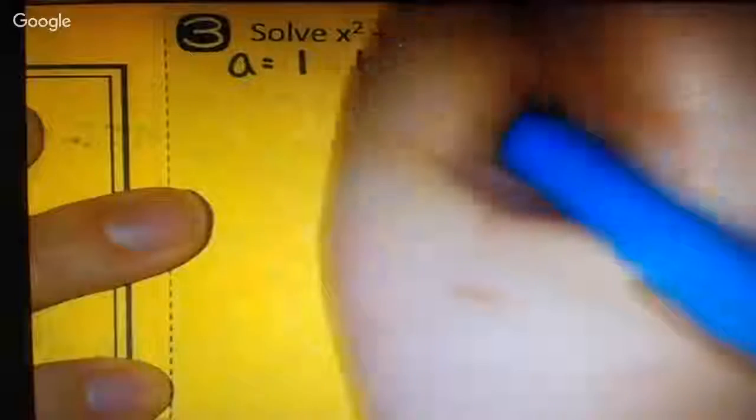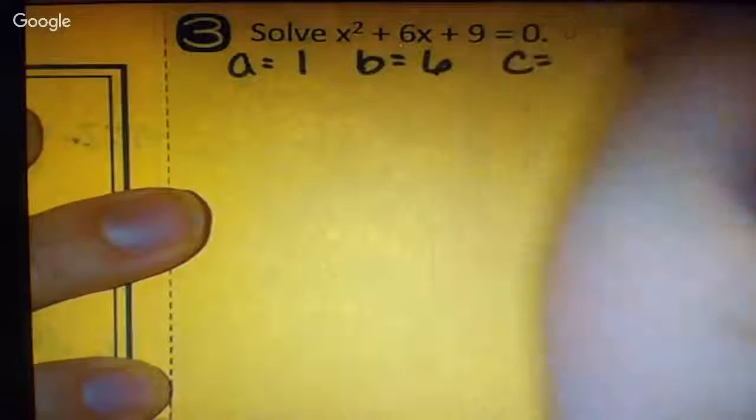Okay, is this one set equal to 0? Yes. So what is my A value? 1. What is my B value? 6. What is my C value? 9.